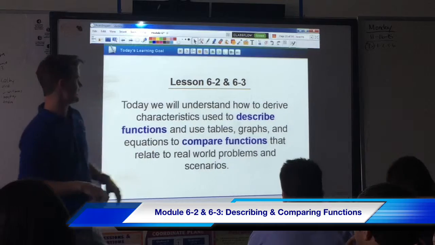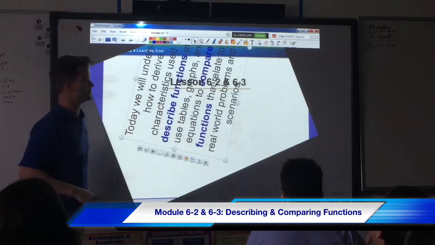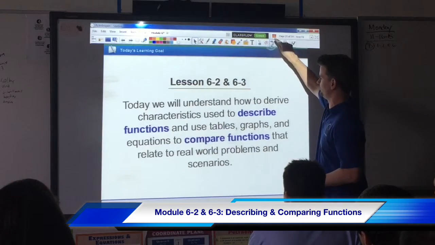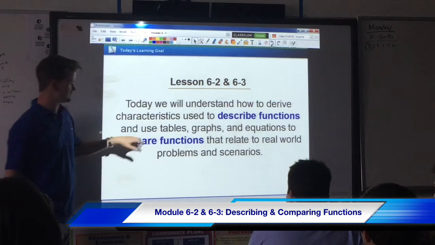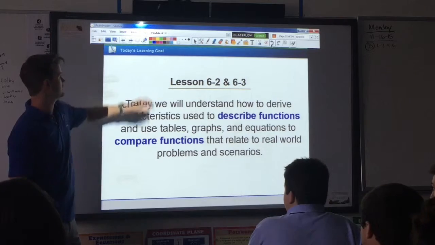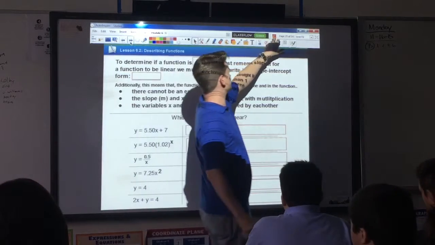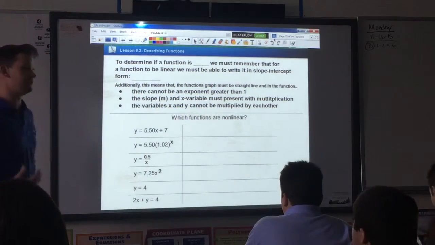Today, we're moving to lesson 6.2 and 6.3. And as you can see today, we are going to understand how to derive characteristics used to describe functions and use tables, graphs, and equations to compare functions that relate to real-world scenarios and problems. Now, first things first, we were dealing with functions. Today, we're going to start talking about linear functions.